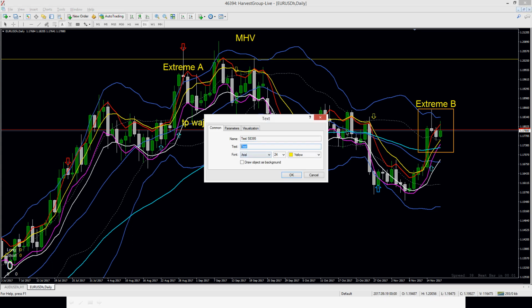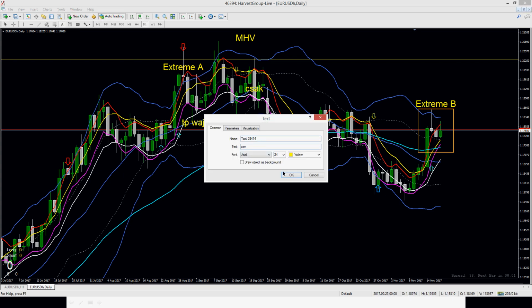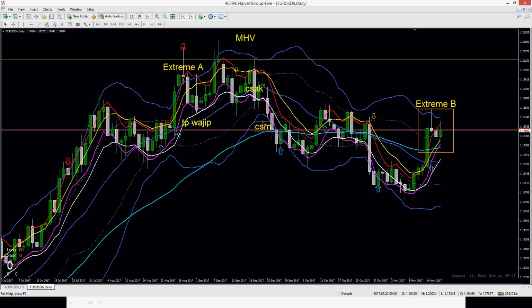After this, you have candlestick Arakuko. Let me mark that for you. You have a candlestick Arakuko in this particular area. After candlestick Arakuko, the price continued to go down, and then you have candlestick momentum. So now this is a full sell setup over here. And again, on this particular side, the price went down.